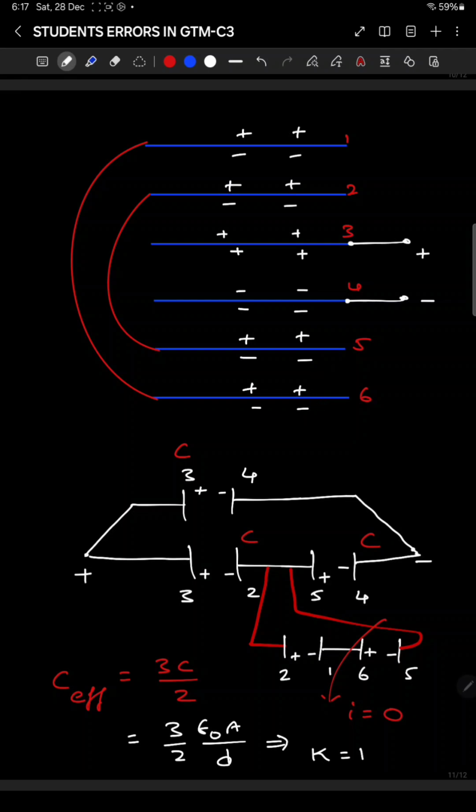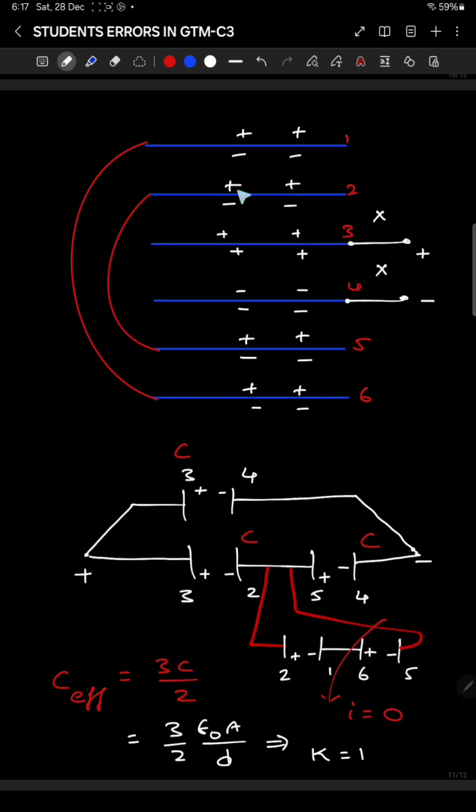Now, we will redraw the circuit. From this positive, third plate positive forms a capacitor with fourth plate negative. This was done. Third plate positive, fourth plate negative connected here. Now, from this third plate positive, second plate negative, another capacitor.